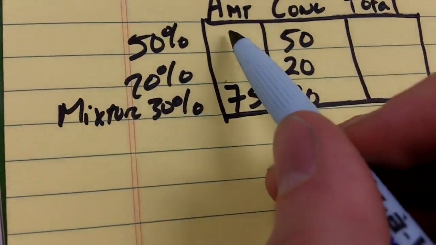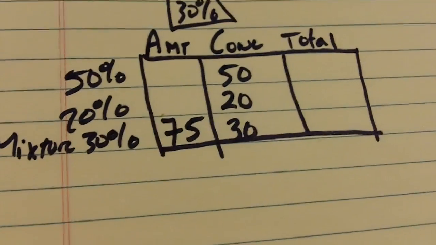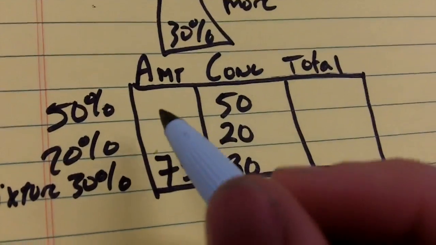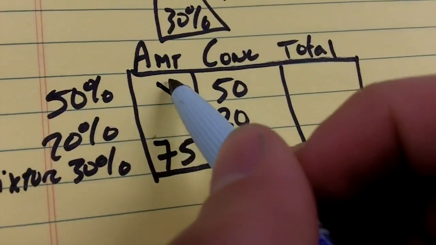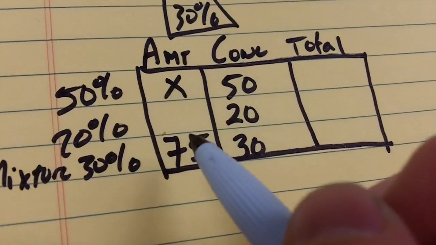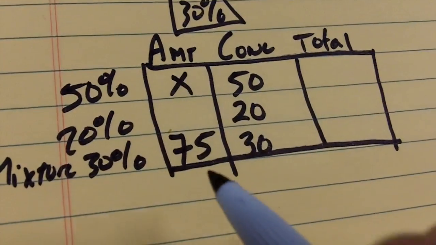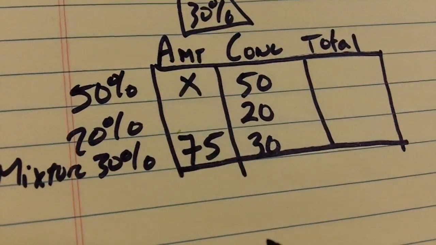The problem is it doesn't tell me how much I have of this or of this. So I have to be clever and think about this. I have to be able to use a variable. Do I know how much of the 50% I have? No. If I don't know, I'm going to put a variable. Do I know how much of the 20% I have? No, I actually don't know that either. I don't want to write another variable though. What I want to do is figure out some relationship between this x and this 75.